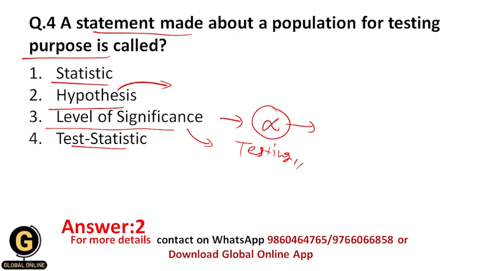So students, now what is statistic? Statistic actually includes lots of data sets, and we need to test those data sets, okay? This is nothing but the statistic concept. And test statistic means the type of statistical techniques by which we can test the hypothesis. For example, students, t-test is a test statistic, chi-square test is a test statistic, like that, okay? And that's why here the correct answer is 2, that is hypothesis.